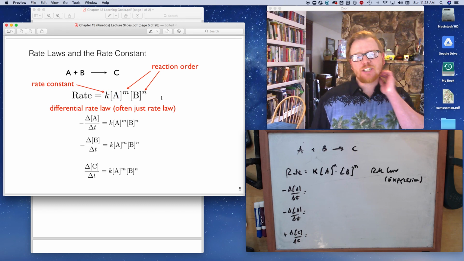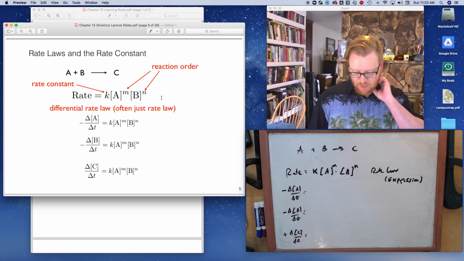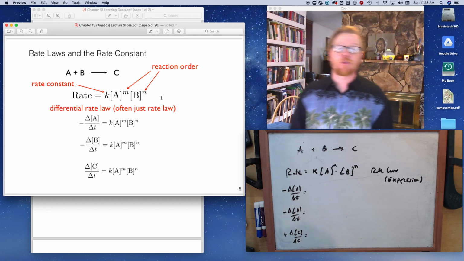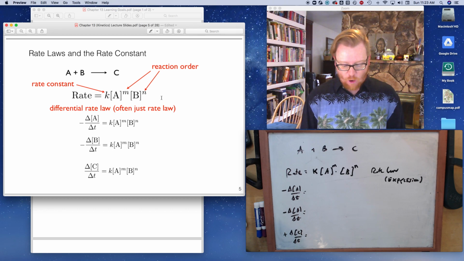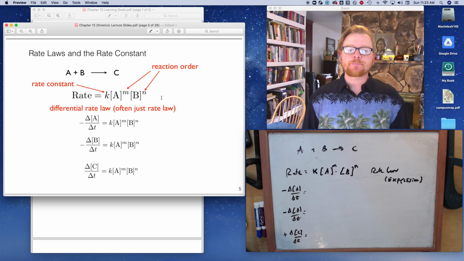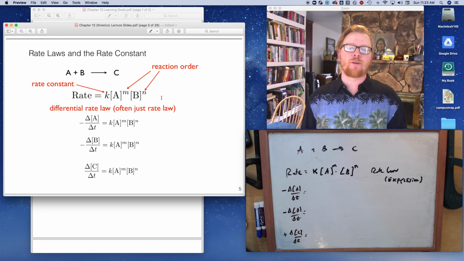Okay, now for the reaction orders, we're going to have to spend a lot of time talking about this because, as it turns out, the reaction orders can only be determined experimentally or through a theoretical analysis of the mechanism.